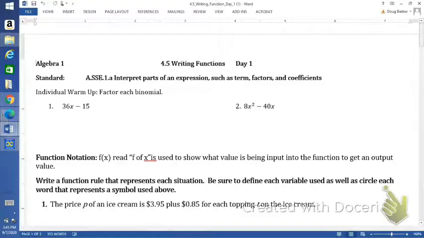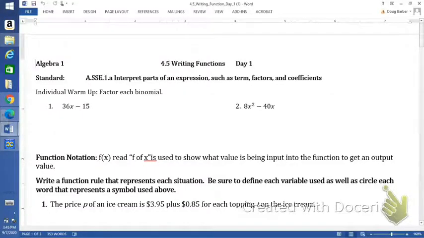Lesson 4.5, we're going to be writing functions today using function notation. Before we do that, let's do the individual warm-up where we factor each of the binomials. This is what we did yesterday. Let's start with number 1. We have 36x minus 15.